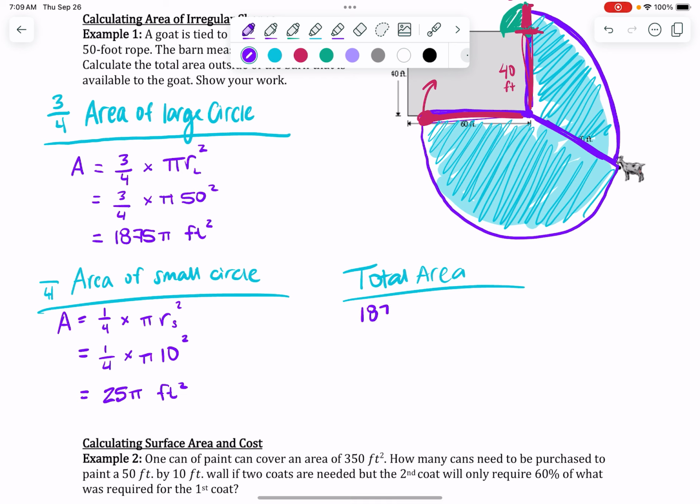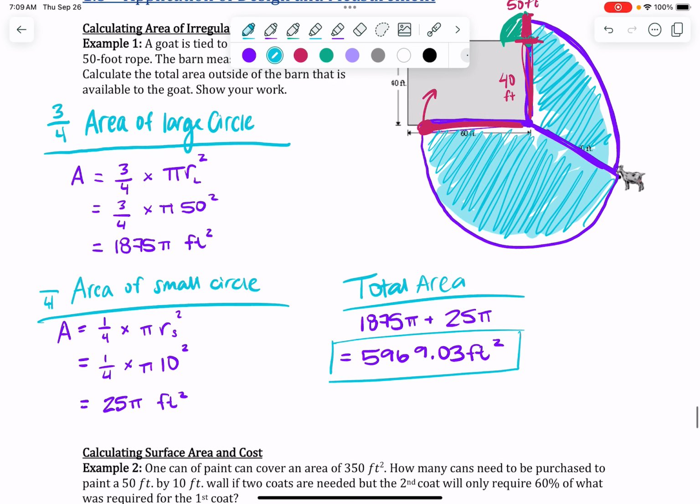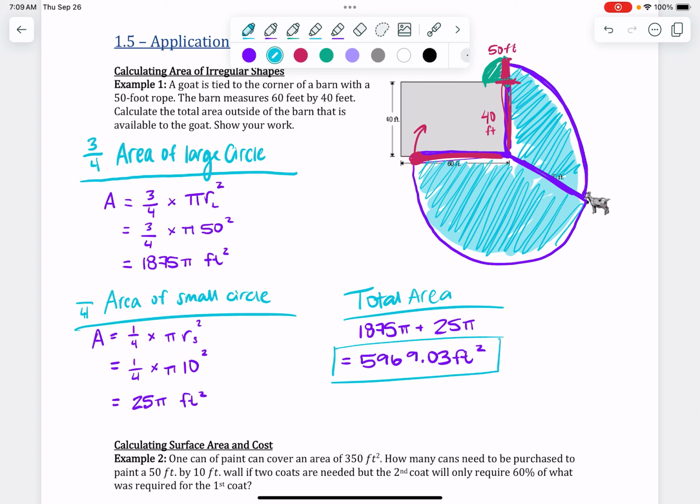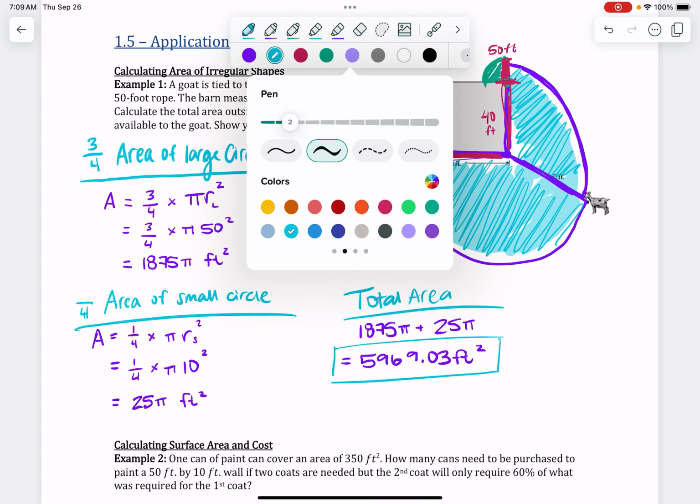Right? It's easier for me to write down 1875 pi plus 25 pi to get that final answer. I can combine pi's if I wish, to get a more exact step as well, but I can also just plug that straight into my calculator. And if I'm rounding to 2 decimal places, because it doesn't state otherwise, I have 5,969.03 feet squared. And that there is my final answer. Okay, that is question number 1 with our goat.